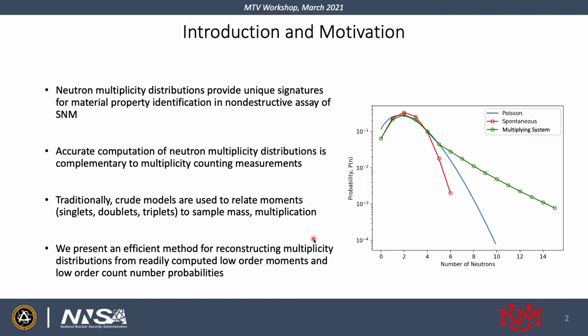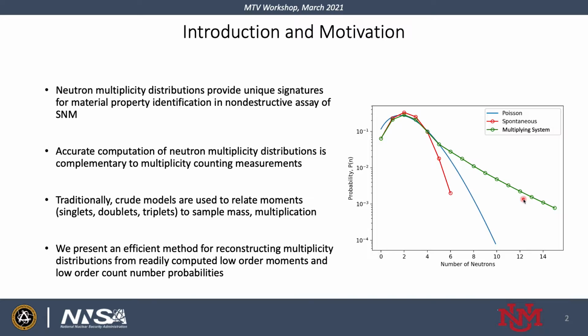A simple example is the plot you see here on the right, where you have the spontaneous fission multiplicity distribution plotted in red, a Poisson normalized to the same mean as the solid blue line, and the distribution produced by a multiplying sample is what you see in green. The deviation of the tail away from the Poisson is a clear indicator that there's multiplication going on. Traditionally, point kinetic models are used to relate the singlets, doublets, and triplets to sample mass and multiplication.